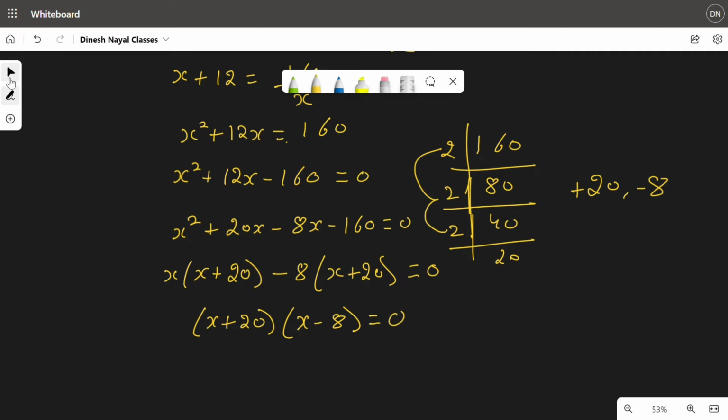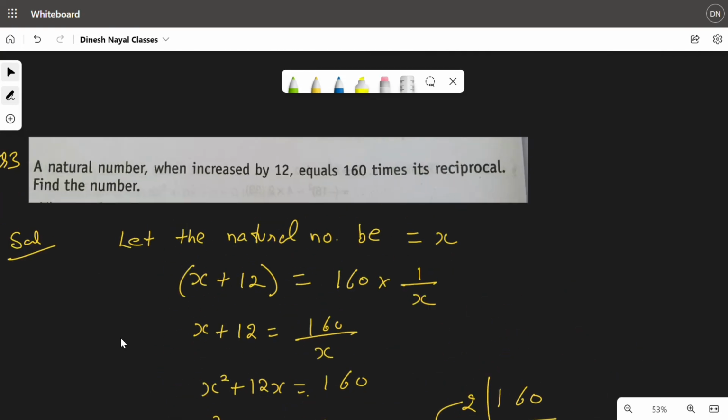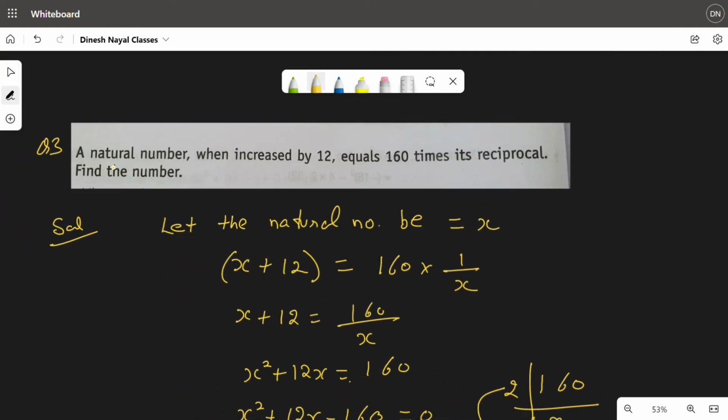Now see, x plus 20 equals 0. This implies x is minus 20. So one of the answers is minus 20. But we cannot take this, because in the question it is given a natural number. You can see this is a natural number. So minus 20 is not a natural number. So we are ignoring that.